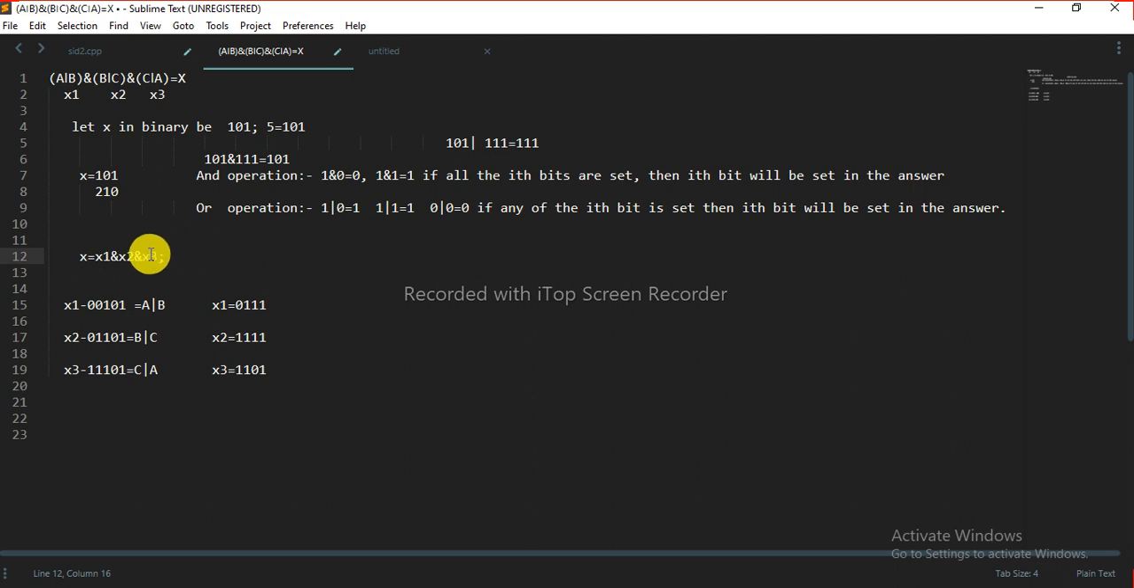So x is equal to x1 AND x2 AND x3. Since we are doing the AND of x1, x2, x3 and x is equal to 101 according to the example, we can definitely say that the 0th bit and the second bit will be set in x1, x2 and x3, all three. Why? Because if the 0th bit and second bit are set in all the three numbers, then only it will be set in the answer according to the AND operation.